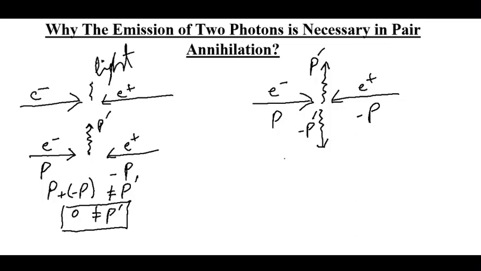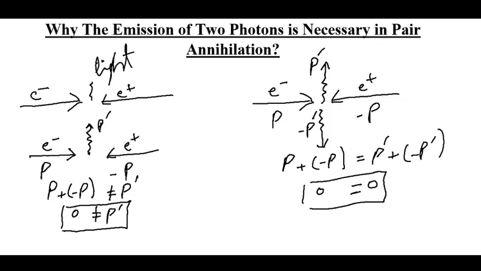Now if we apply the law of conservation of linear momentum, then the total initial momentum is p plus minus p, and the total final momentum is p prime plus minus p prime. Now the total initial momentum and the total final momentum are equal. So for the conservation of linear momentum, the emission of two photons is a must condition in pair annihilation.